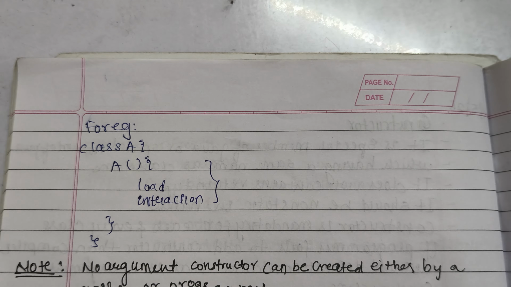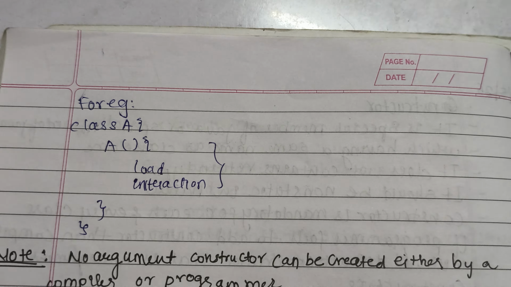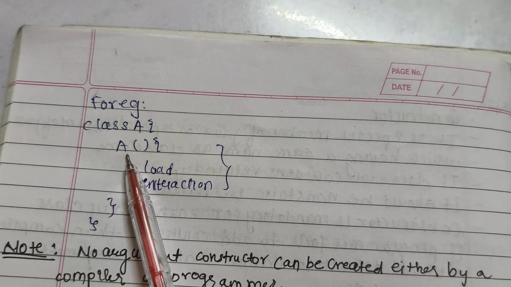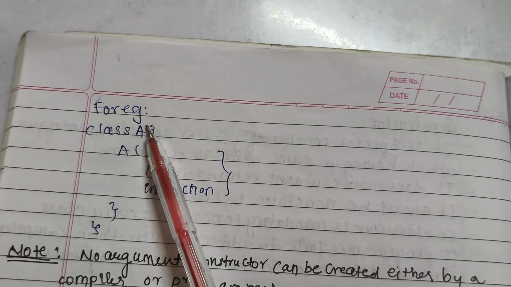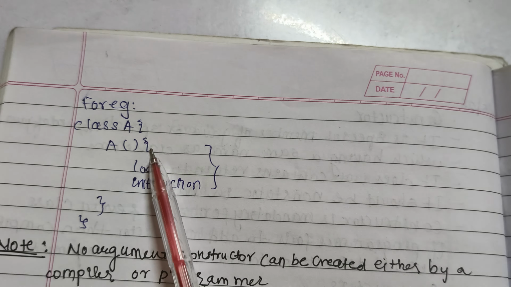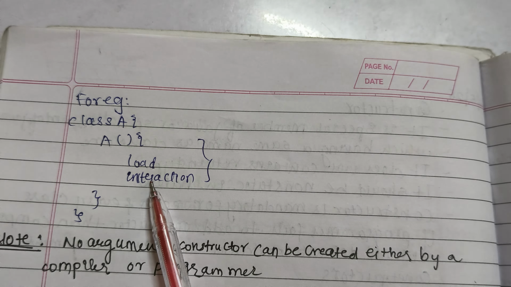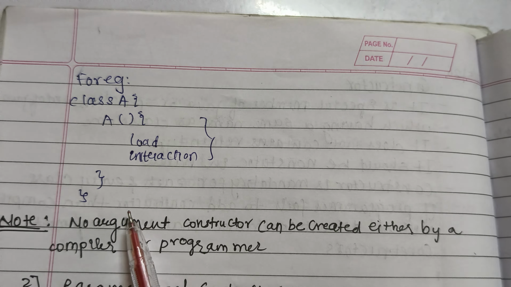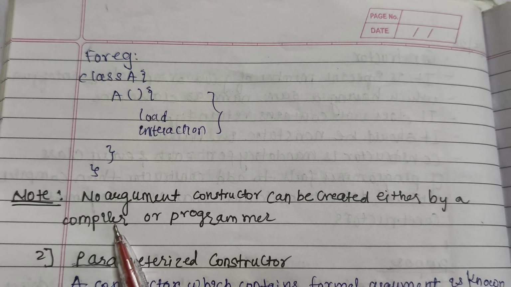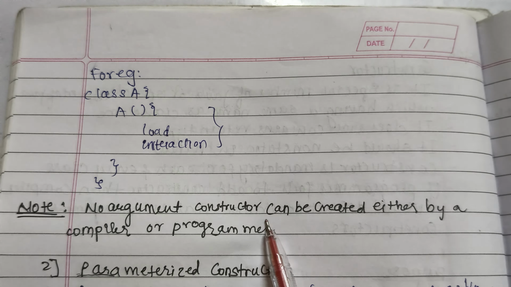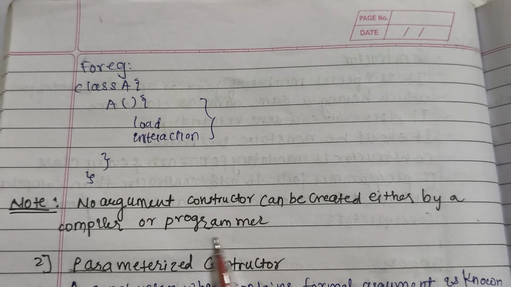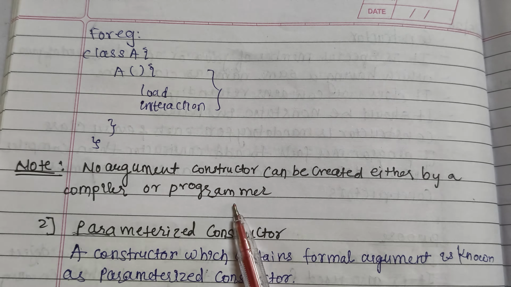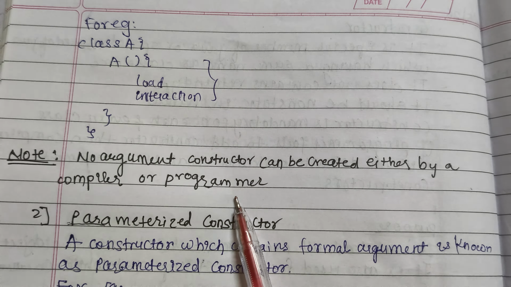Let us understand the no-argument constructor through one example. Here we have a class A, and in this class we have a constructor with the name A, the same name as the class name, and then parentheses, and whatever instructions we have to load, we will write the code here. So this is how we make the no-argument constructor. There is a note: a no-argument constructor can be created either by a compiler or a programmer. As we discussed, it can be created by default by the compiler, or we, the programmers, can create it ourselves.